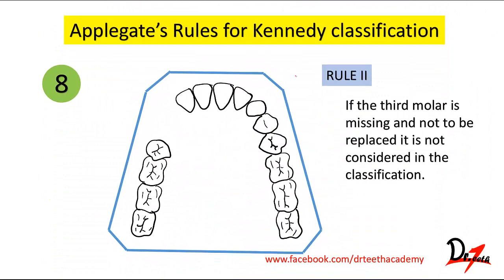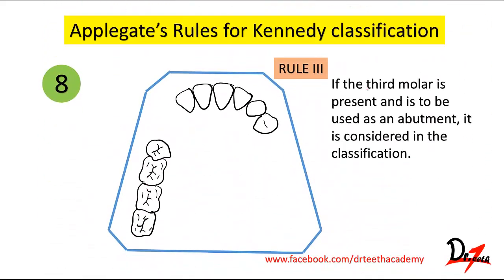Now rule 2. If the third molar is missing and not to be replaced, it is not considered in the classification. For example, you see here, this third molar is missing and you do not have to replace it. So just leave it. Just consider this gap here, and according to Kennedy's rule, it will be class 3. So if you do not have to replace it, do not consider it. Other areas you will consider. Fine.